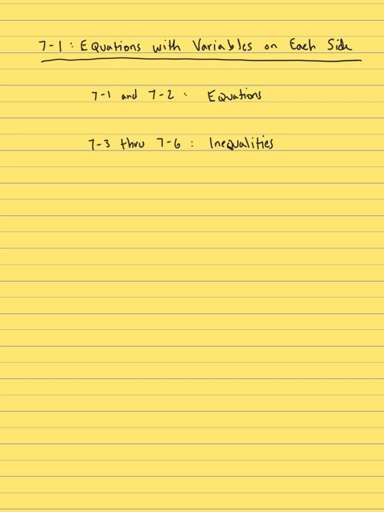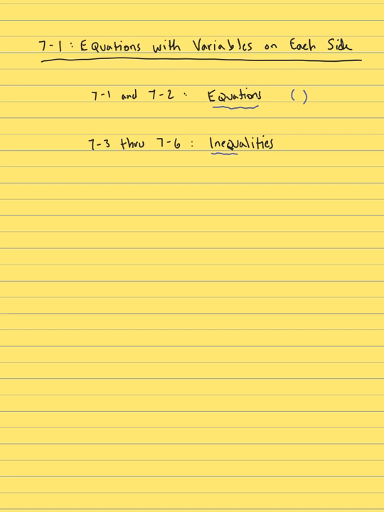In 7.1 and 7.2, we'll look at more equations with variables on both sides and also with grouping symbols, and so we mean parentheses here, right? But we've looked at equations with parentheses before. And then 7.3 through 7.6, there's just 6 sections in this chapter, are all about inequalities, right?